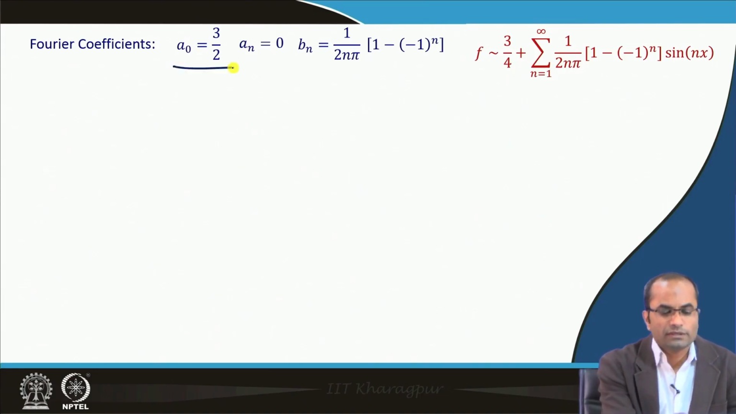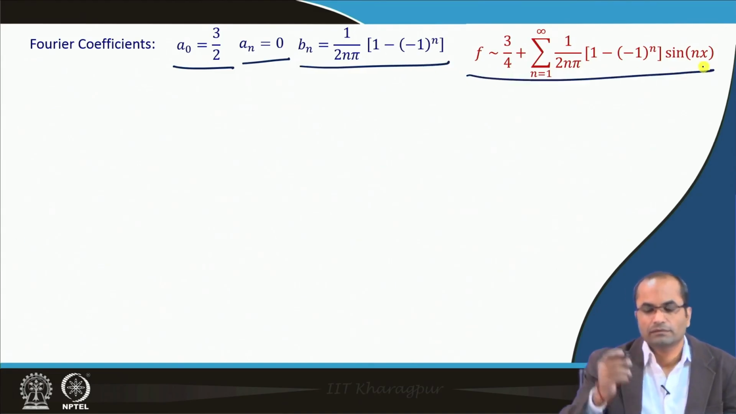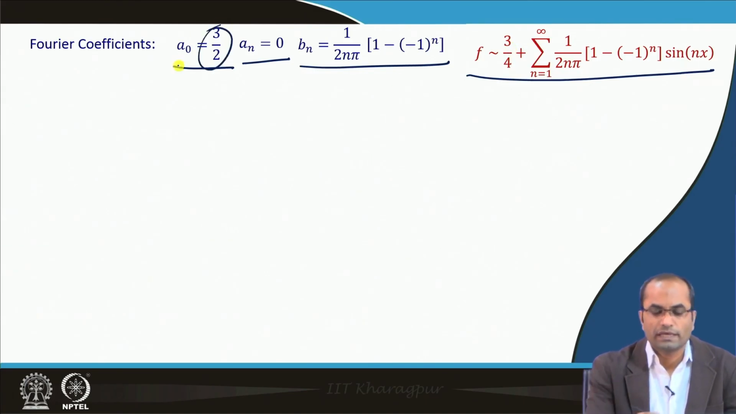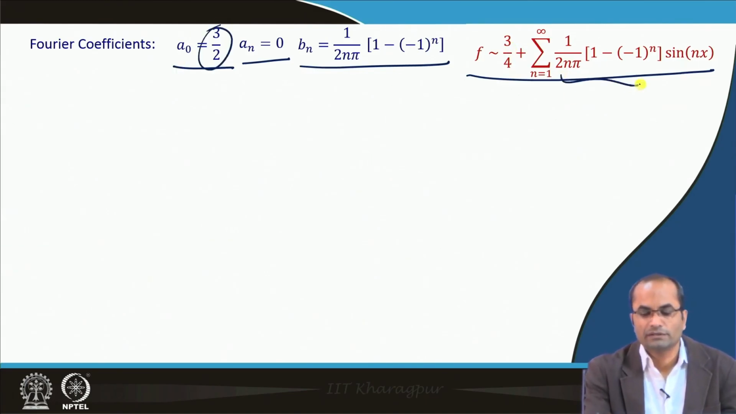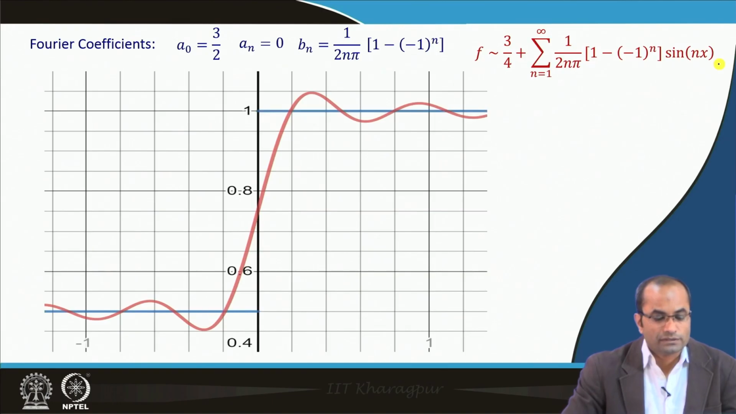So, having these Fourier coefficients, the a naught was 3 by 2, a n is 0, and then we have the b n, we can write down its Fourier series. So 3 by 4, this a naught by 2, and then we have this b n, and then we have sin nx. So this is the Fourier series of this given function.